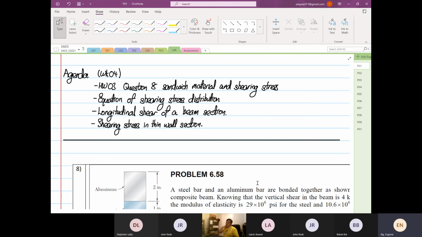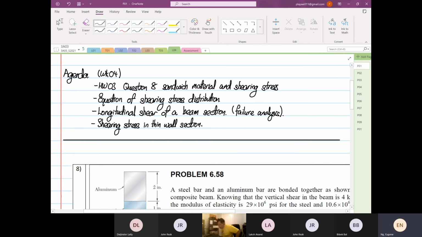Then we are going to look at the equation of shearing stress distribution. We're going to form the shearing stress distribution equation. Then we're going to look at longitudinal shear of a beam section. Over here is where you start looking at failure analysis. It's not an easy topic, but it's possible with the rules that I gave you, the four rules. And finally, I hope to finish off with shearing stress in thin wall sections. I've already posted homework for week 4, and we'll go from there.